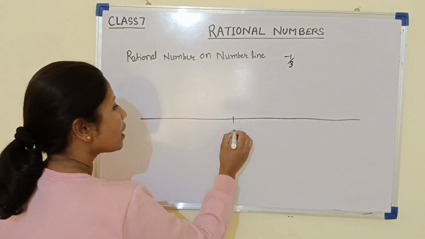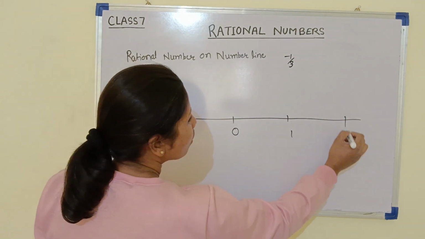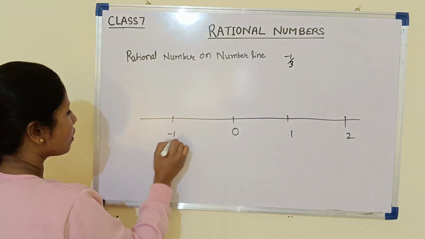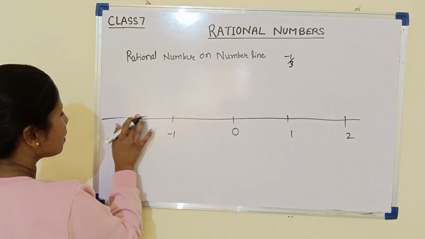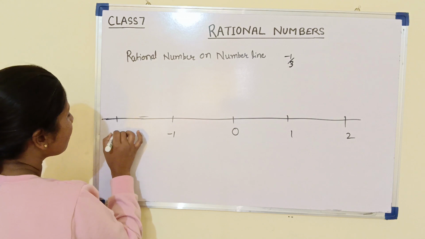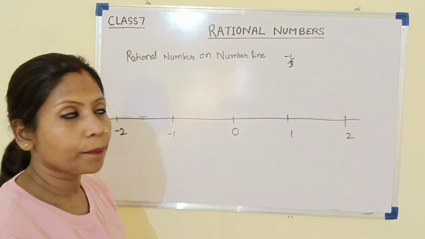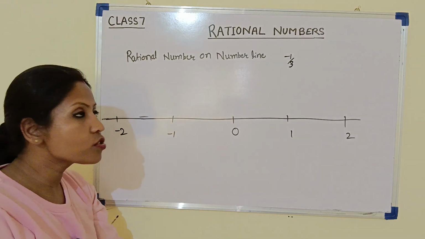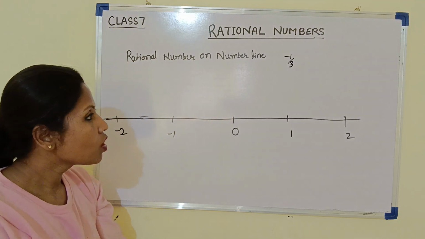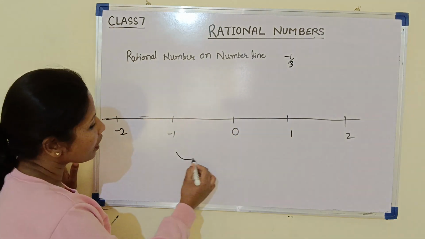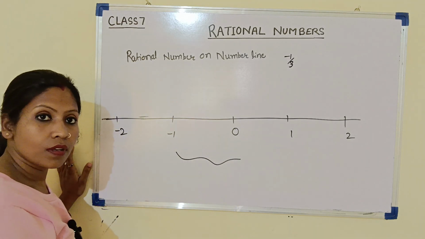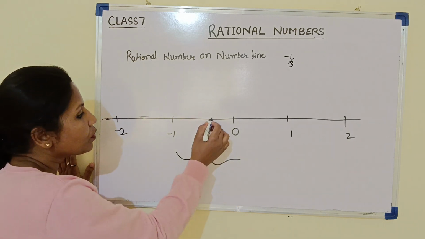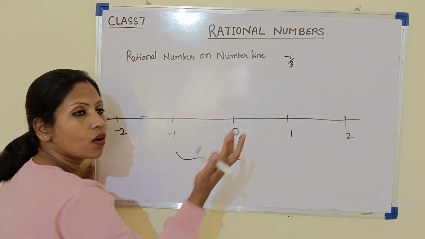So let's make a number line 0, 1, 2. Here minus 1 and this will be extended this side minus 2. Okay. So now we have to write minus 1 by 3 on number line. So this will be between somewhere here. Right. So what we will do, we have to divide in how many parts?